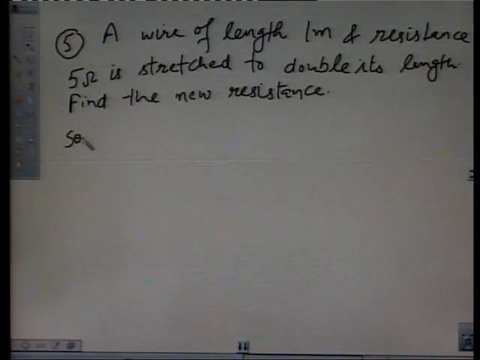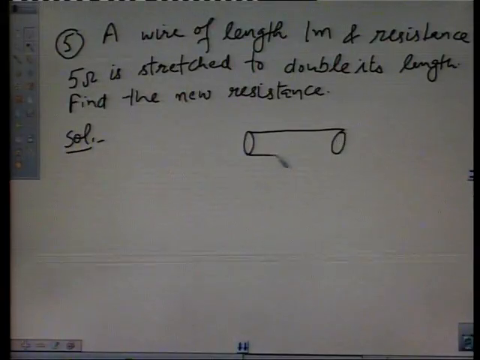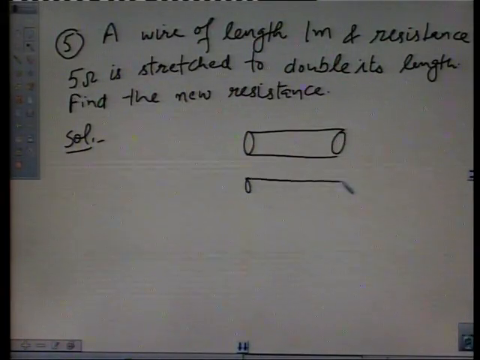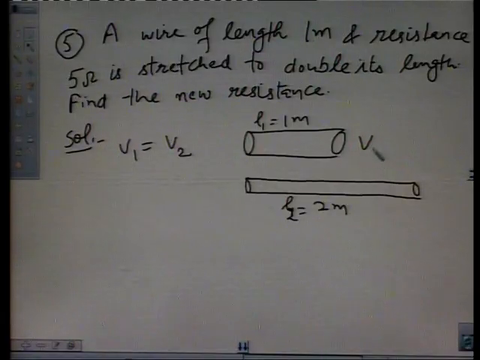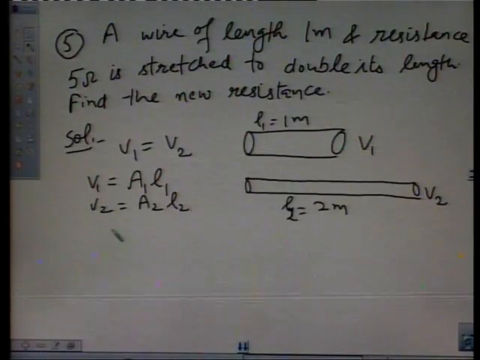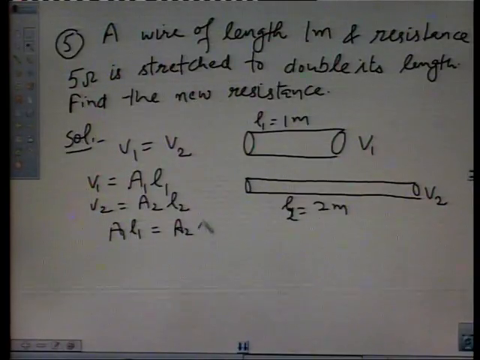So, the solution is, suppose we have a given wire. When we stretch it, its area of cross section decreases and its length gets doubled. Suppose it is 1 meter, here it gets 2 meter upon stretching. So L1 can be taken as 1 meter and L2 is 2 meter. When we stretch something, its volume remains constant. So V1 is equal to V2. Now we know that volume is equal to area of cross section into length of the wire. So V1 is equal to A1 L1 and V2 is equal to A2 into L2. So A1 L1 is equal to A2 L2.